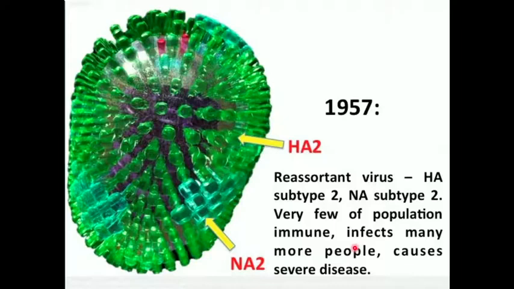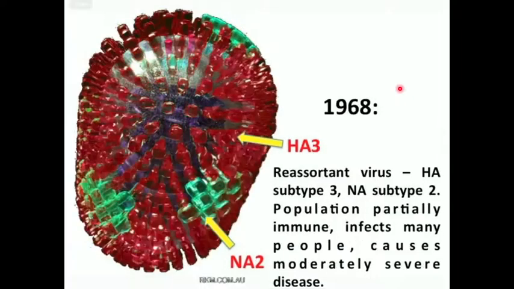1957, a brand new virus popped up, H2N2. Two new proteins on the outside, a completely different coat. If you look at that, compared to that, everything on the outside is different. Very few of the population were immune. The few that were immune, because there was an H2N2 up to about 1900, were elderly and therefore not particularly immune. So it infected a lot more people, caused severe disease, and over 3 million people died.